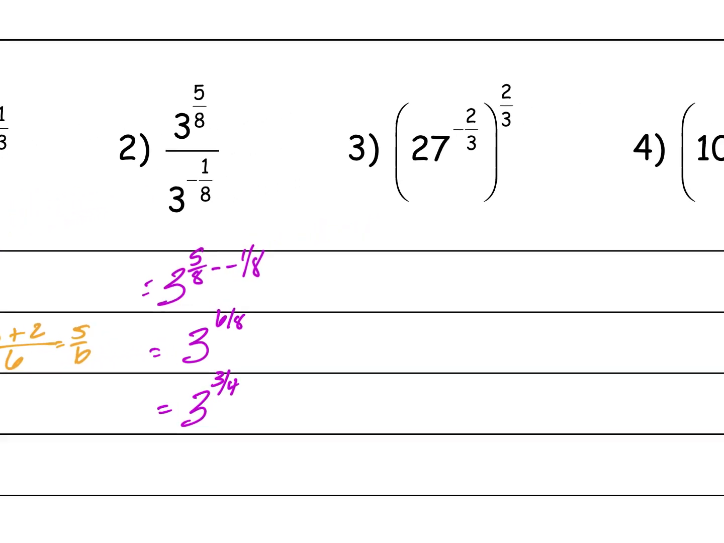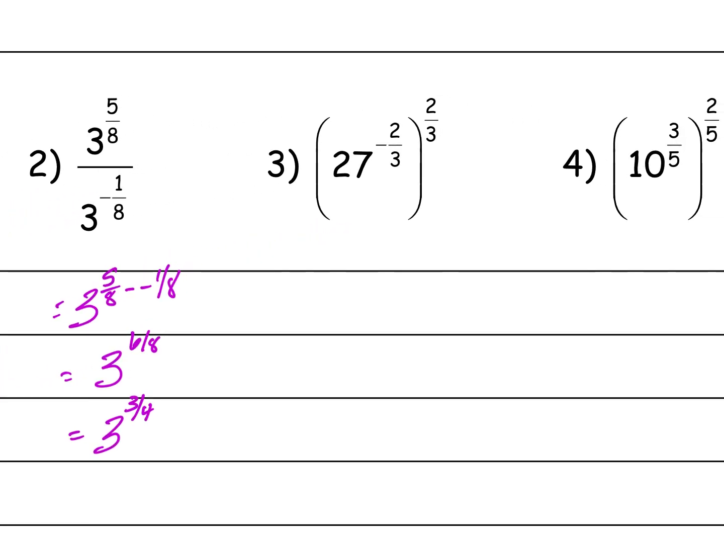Okay, a little bit harder now. What happens to these exponents? What do I do to these ones? A power to a power. Multiply. So now I'm going to multiply these ones together. So I'm going to get 27 to the negative 4/9. Thank you. Well, luckily I can't simplify that.